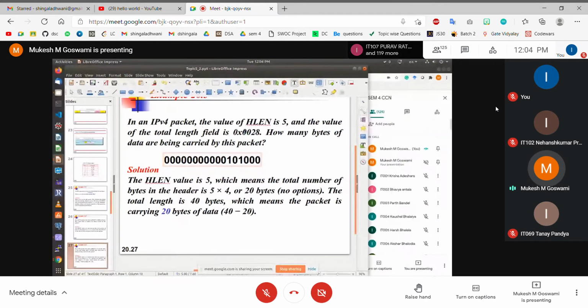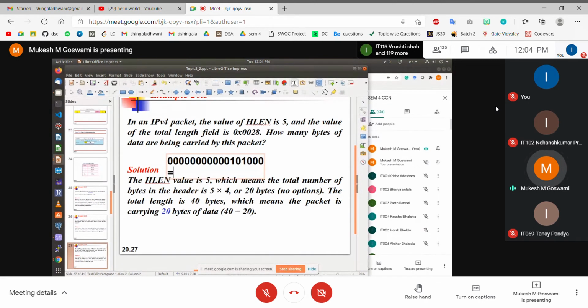So this hex number has a total of 16 bits. The first 4 bits are 0, and the next 4 bits are also 0. Then the next 4 bits are 0010, and the last 4 bits are going to be equal to 1000. That is how we formulate the 16-bit total length field. So this is the binary representation, right?